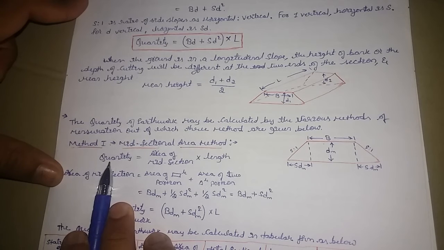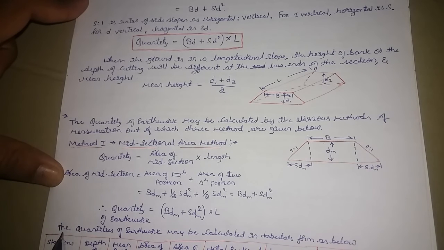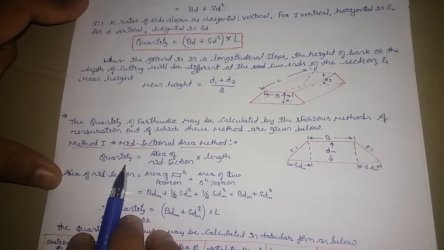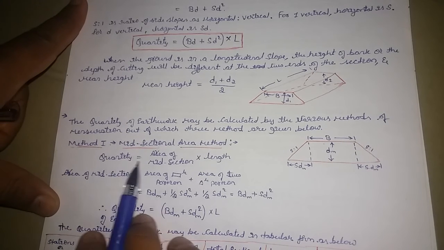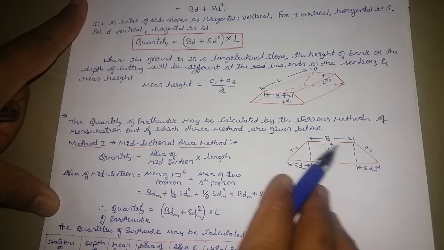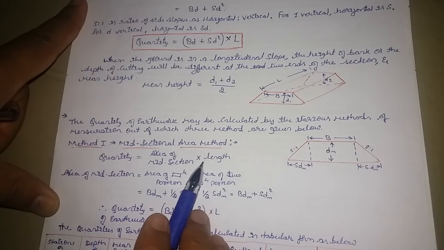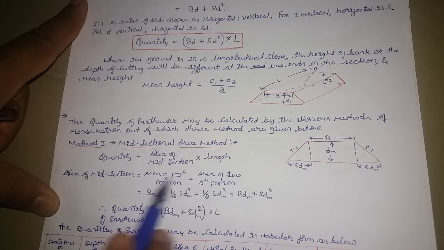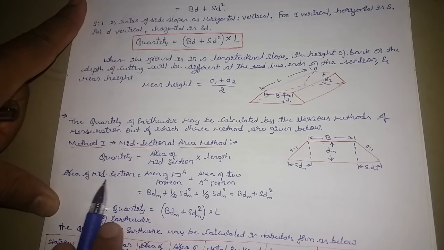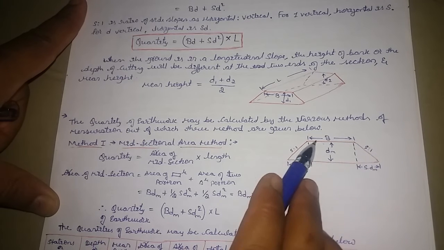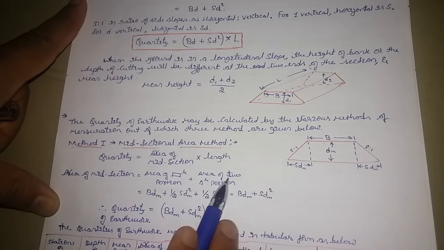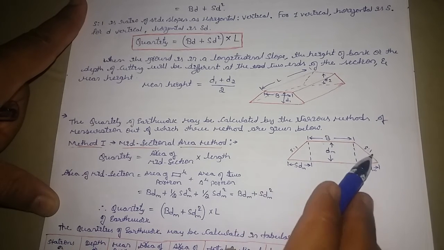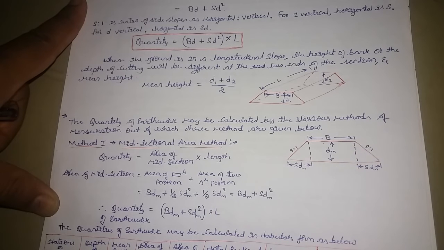So how will you calculate? The same as what we found just now: quantity is equal to sectional area into length. Here the sectional area is the area of the midsection into length. Now, the area of the midsection is equal to the area of the rectangular portion plus the area of the two triangle portions, the same as what we saw initially: quantity is equal to BD plus SD square into length.